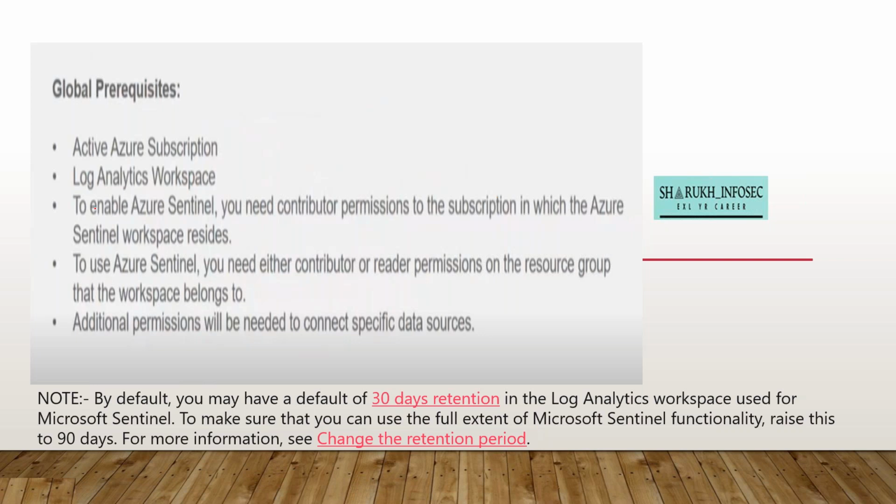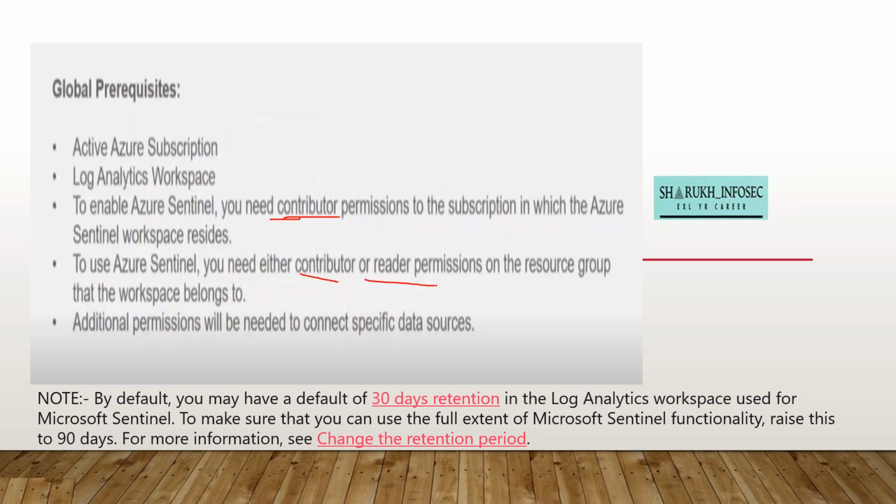The second thing is access. To enable Azure Sentinel, you need contributor permission on the subscription in which the Azure Sentinel workspace resides. So contributor access is what you need. There are multiple accesses available. Azure works on a role-based access control model. There are roles created, for example contributor, owner, and reader. Certain roles are required to enable Azure Sentinel. Contributor is the role. To use Azure Sentinel, you need either contributor or reader permission.